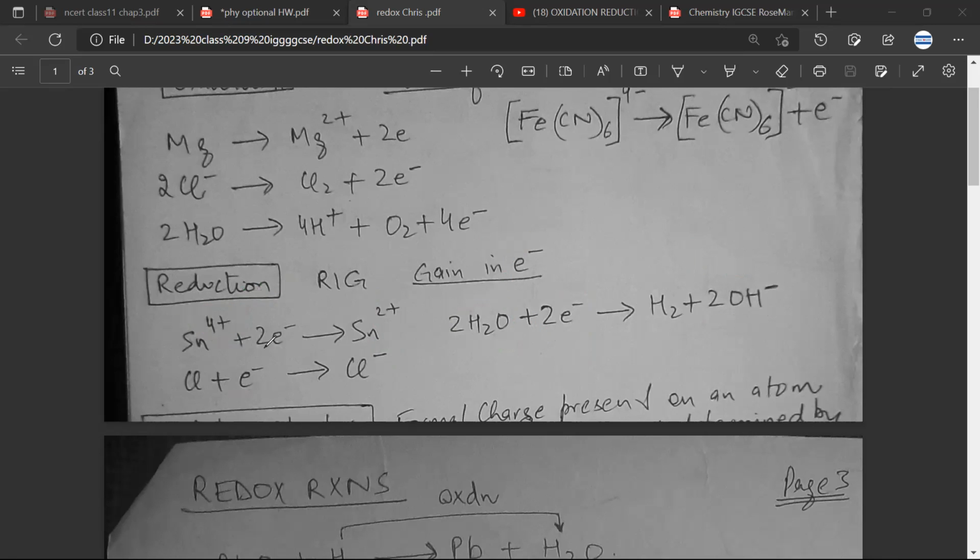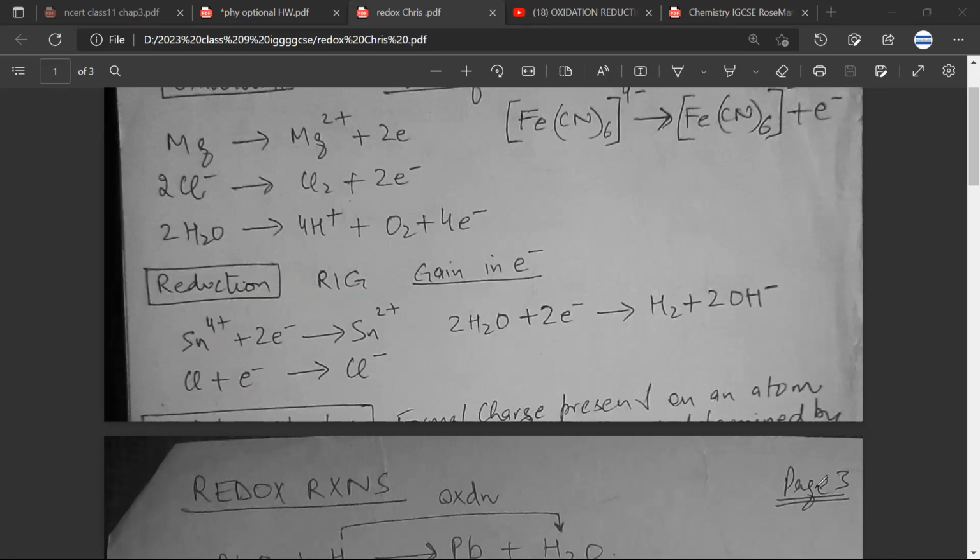Now this is how I like to write that this entity has received 2 electrons. Reduction is gain of electrons. So this entity is getting reduced. Is it making sense, Chris? Yes.